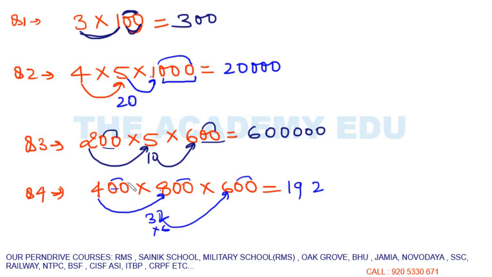Now put the zeros. 2 zeros here, 2 zeros here, 2 zeros here. So 6 zeros. 192 and 6 zeros. This is your answer. This is how we multiply a number when we have trailing 0. Right?